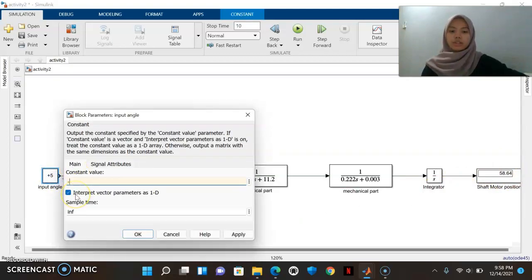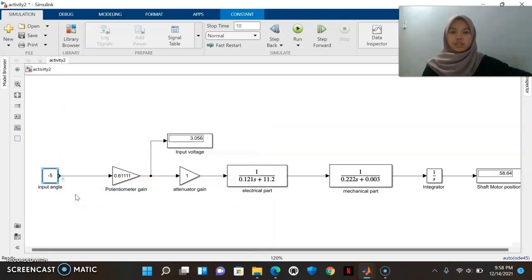Change to anti-clockwise, I'm sorry. So the input and shaft are in negative value for anti-clockwise. So I think that's all from me.